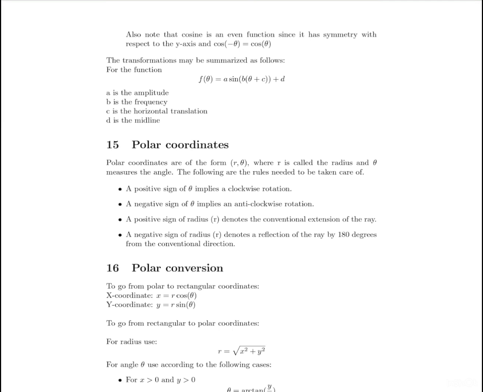Now, the transformations may be summarized as follows. We have the function f of theta to be a times sine of b times (theta plus c), plus d, where a is the amplitude, b is the frequency, c is the horizontal translation, and d is the midline. Let's move on.